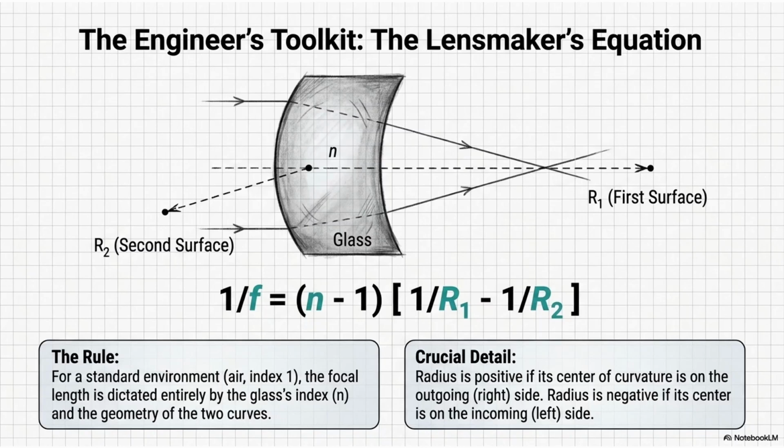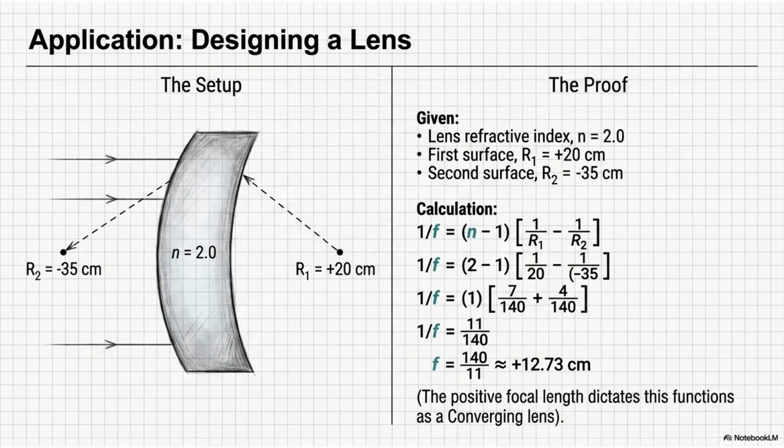Let's see that in action on slide 13. We get to literally design a lens here. We are given a piece of glass with an index of 2.0. We carve a first surface radius of positive 20 centimeters and a second surface radius of negative 35 centimeters. And the calculation proves that the resulting focal length is approximately positive 12.73 centimeters. And because that focal length is positive, it functions as a converging lens. Yep, it will focus light to a real point.